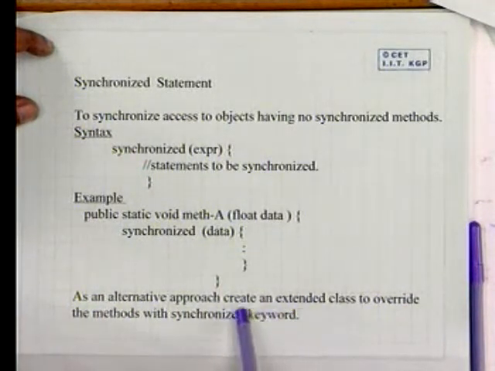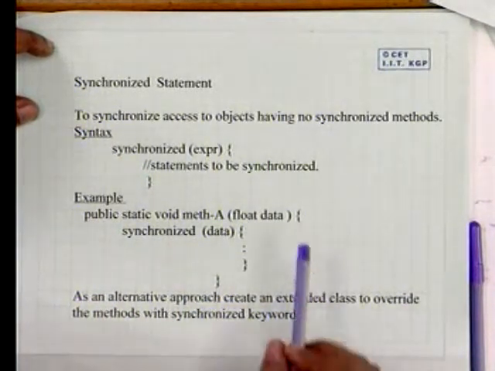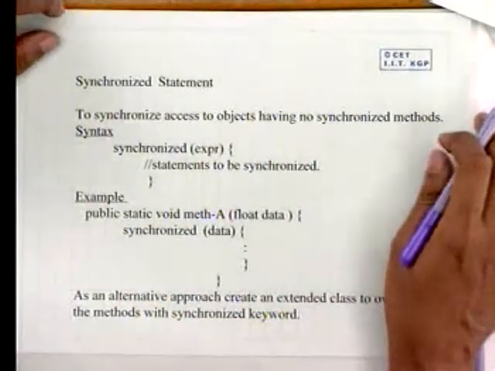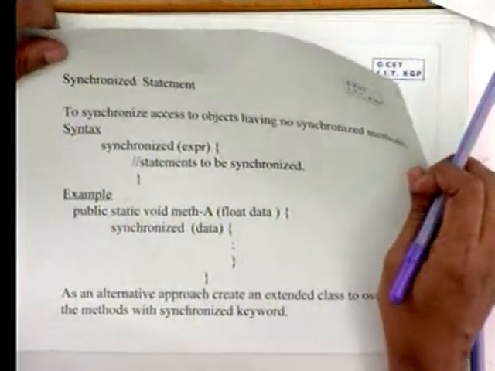Another way is to create an extended class. Say, for instance, you have defined a class in which no method is synchronized. Another approach would be to create a subclass of it which extends the methods using the keyword synchronized, and then use the child class for implementing the synchronization among the threads.